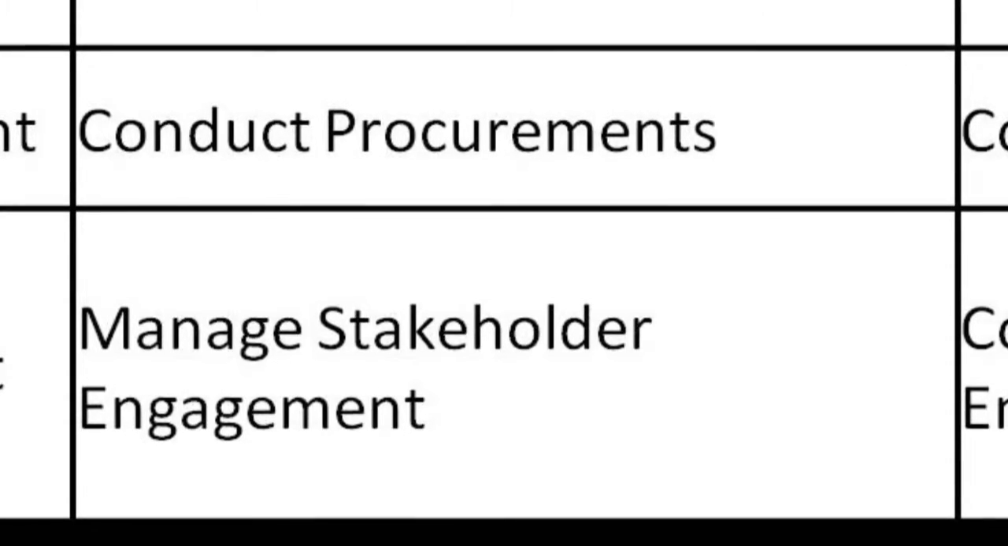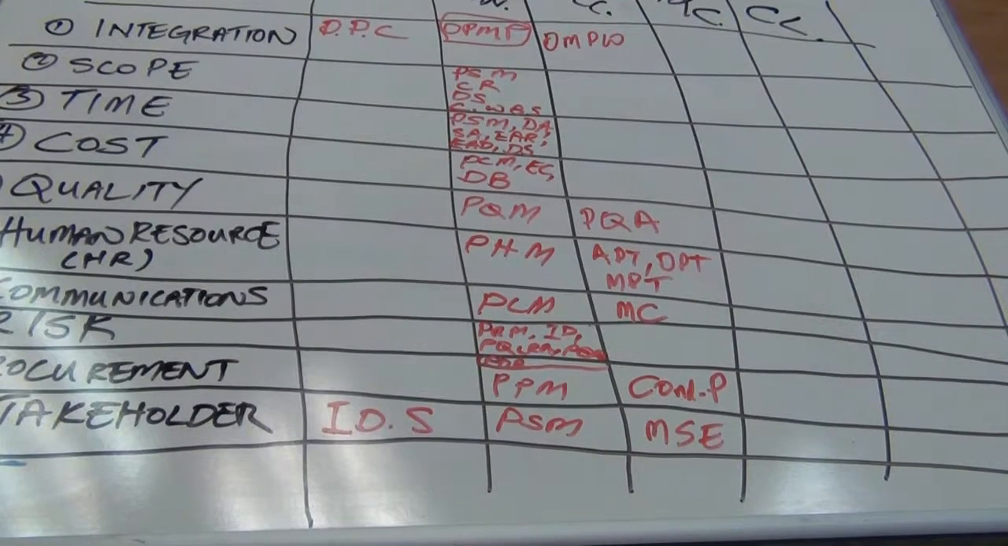Moving over to the last knowledge area here, we have manage stakeholder engagement. And manage stakeholder engagement is all about managing your stakeholders' engagement on the project to make sure that the stakeholder is fully engaged as you need them to be.